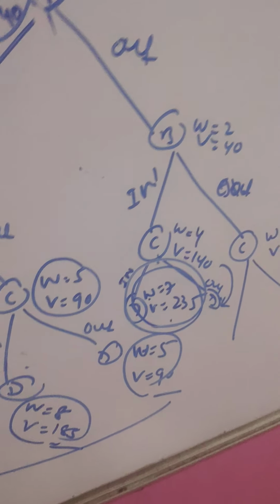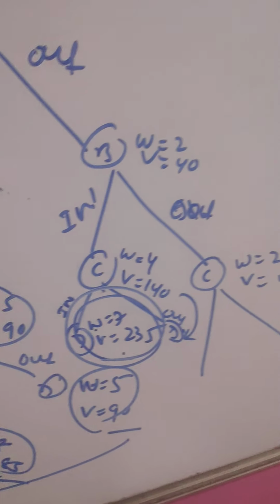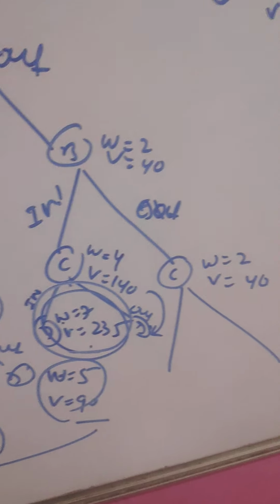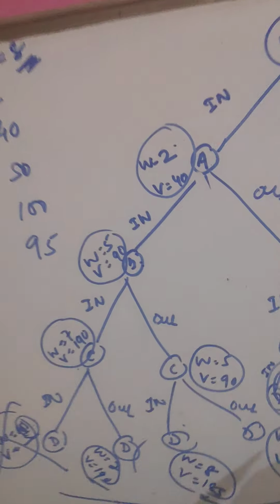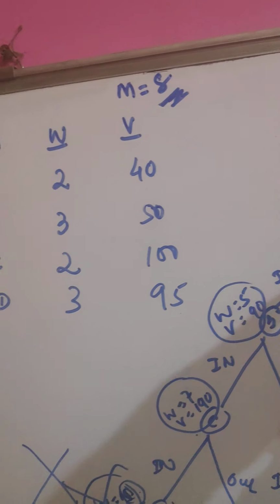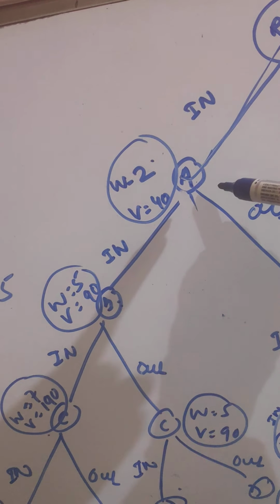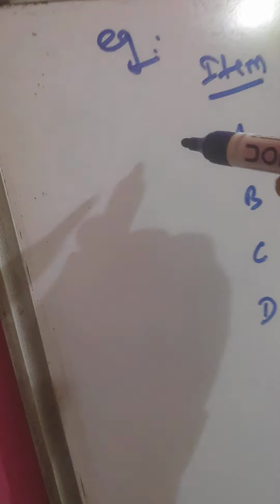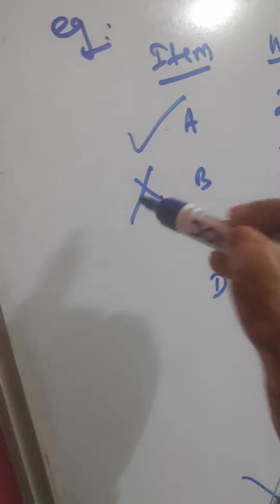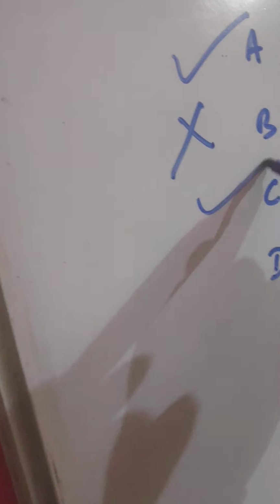but it is a 0-1 knapsack problem. I cannot take a fraction of an item. Either I take the full item or I don't take it. So which items should I take and which should I leave? Look at here. To reach this solution, I have included A, excluded B, included C, and included D.